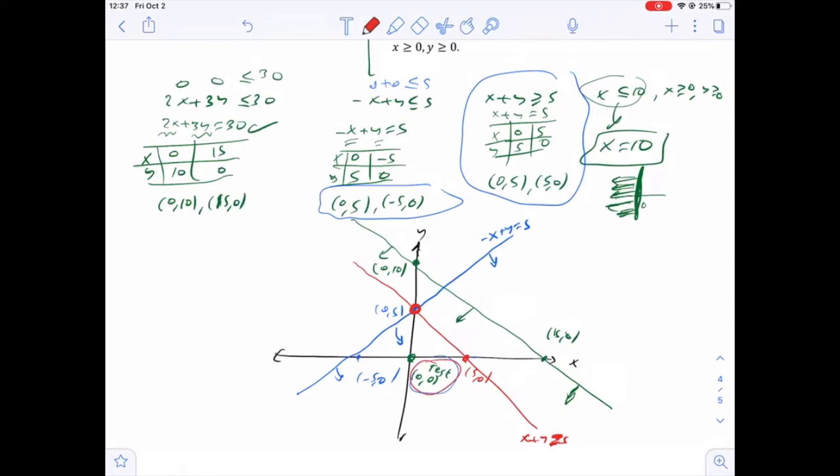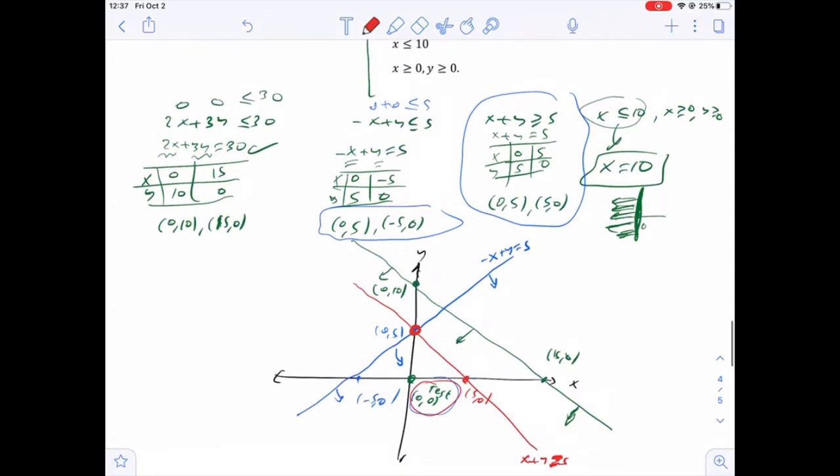Now we choose the test value 0, 0 and substitute it here. 0 plus 0 is greater than or equal to 5. This is not true. That means the solution will not be below this line, but will be on the other side, I mean above the red line, because 0, 0 does not satisfy the inequality that's associated to that line. So the opposite side of that line, the opposite region, will be the solution.